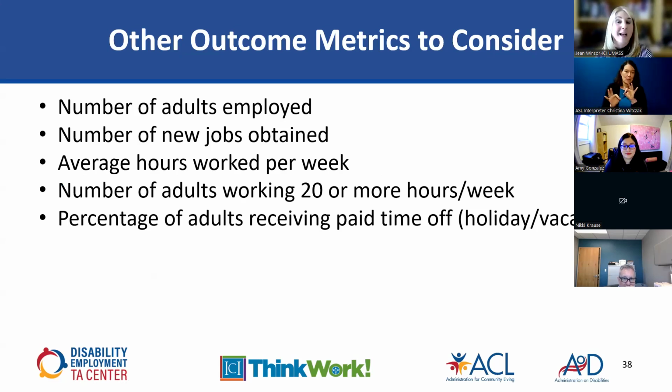The more you ask, and the more data that you try to collect, the sloppier the data is going to get. And if your goal is accurate data, fewer metrics are always better because it's easier to ensure accuracy. So things like the number of adults who are employed, the number of new jobs that have been obtained in the last year. Those are things that are pretty concrete and still pretty contained.